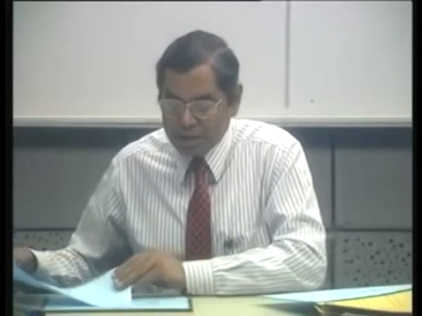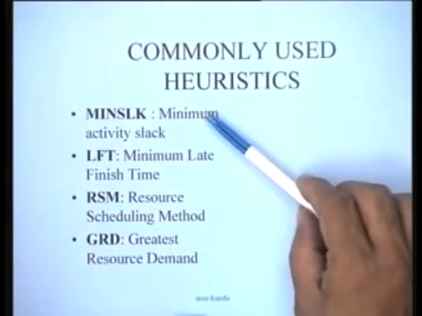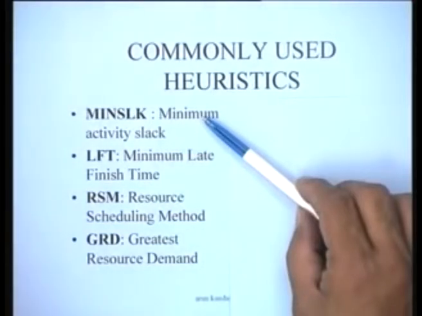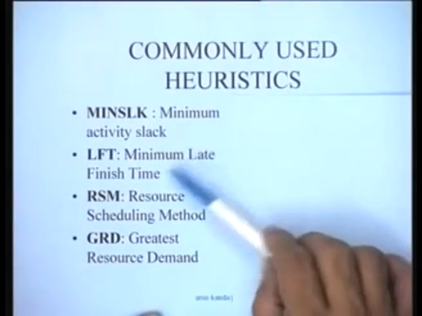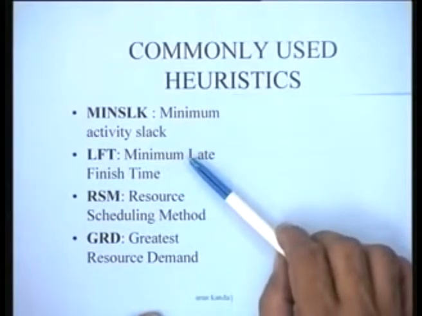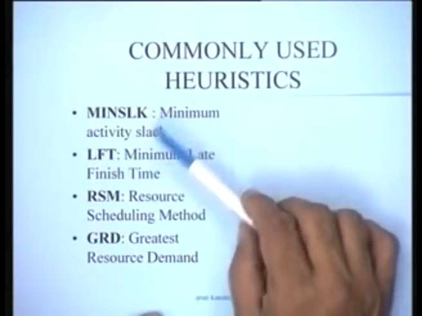Now, there are a number of commonly used heuristics. Here is a partial list of these heuristics. Minimum activity slack is perhaps one of the most commonly used heuristics. That means if an activity is critical, it should be given greatest priority. If it is less critical, it should be given lesser priority, and so on, and this is determined by the total float of the activity, which is intuitively quite obvious. The minimum late finish time of an activity is another criterion which is quite commonly used, and it is shown that both these criteria are actually one and the same in terms of their application.